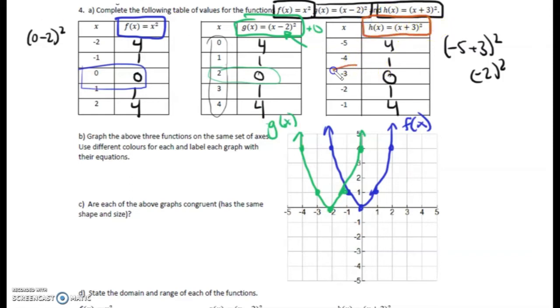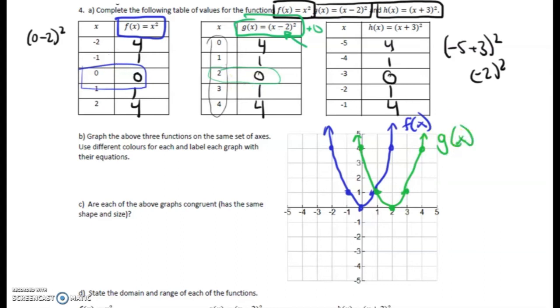Okay, we would know that our vertex is negative 3. Oh, I did this backwards. (2, 0). I was reading this as negative 2. This is 2. That's better. Okay, so this is g of x. And then h of x. This is (-3, 0). So that's our vertex. And this is going to be h of x.